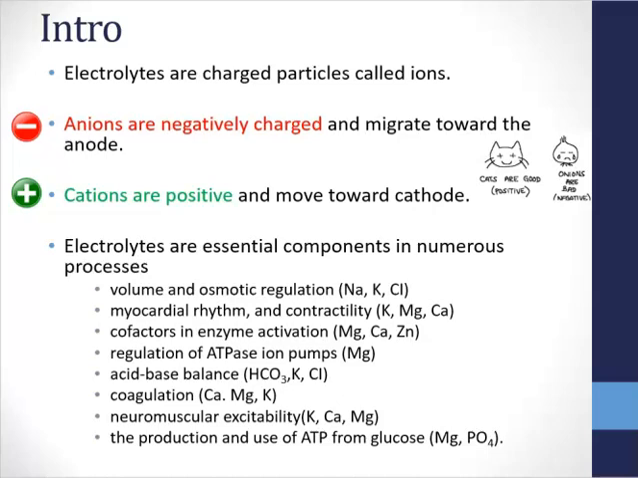Electrolytes are essential components for numerous processes throughout the body. And I'll just read through a few of these, but you can read through all of them on your own. So things like sodium, potassium, chloride help with volume and osmotic regulation. Potassium, magnesium, and calcium help with myocardial rhythm and contractibility of our muscles. Bicarbonate, potassium, and chloride help with acid-base balance of the body. Things like calcium, magnesium, and potassium also help with coagulation.